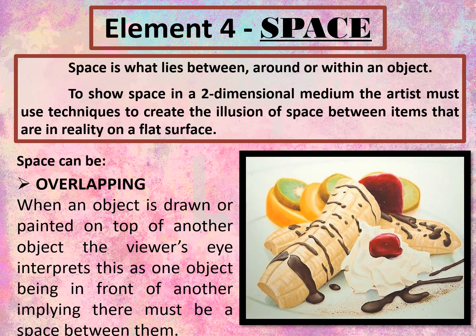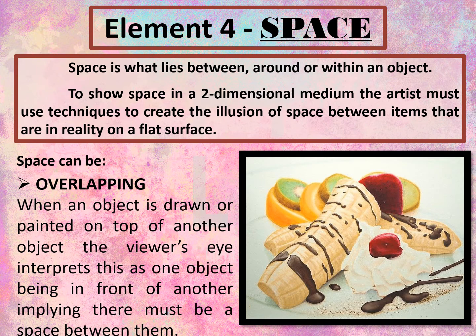The fourth element is the space. Space is what lies between, around, or within an object. To show space in a 2D medium, the artist must use techniques to create the illusion of space between items that are in reality on a flat surface. So spaces can be overlapping.